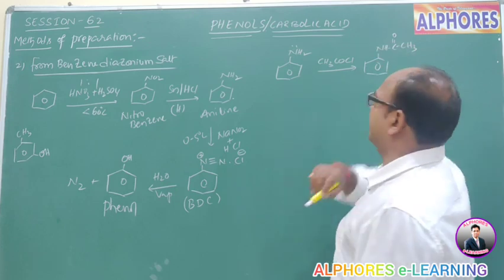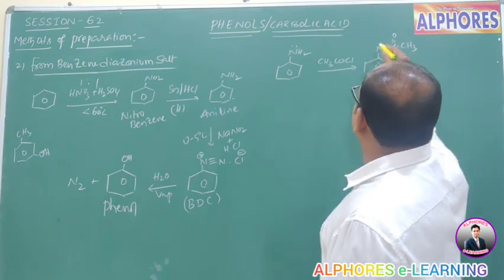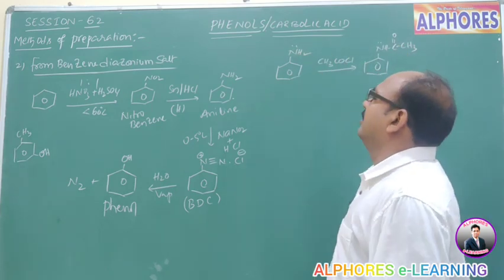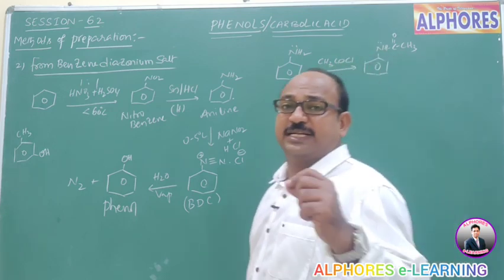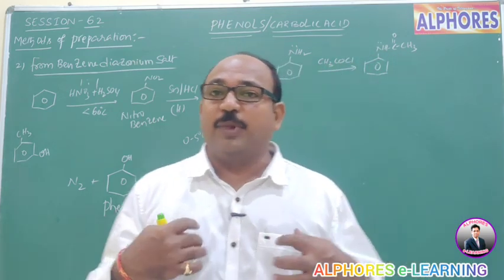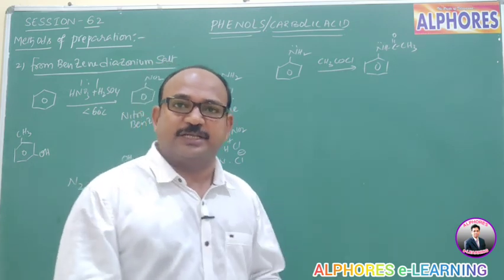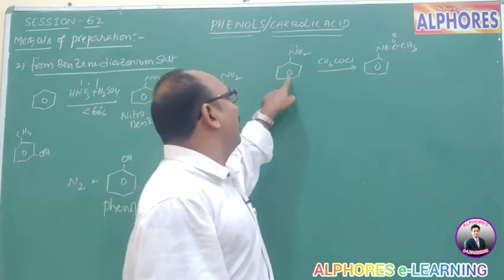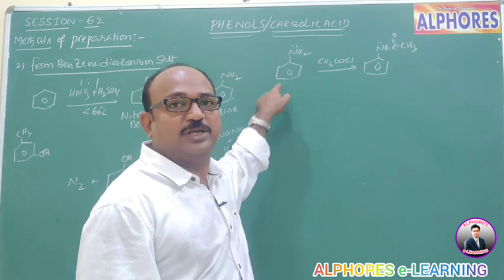NH double bond to CH3. See here what happened? Earlier this nitrogen lone pair will be given only to the ring. That's why we can say it activates the ring more. That's why nitration takes place in all three active positions.